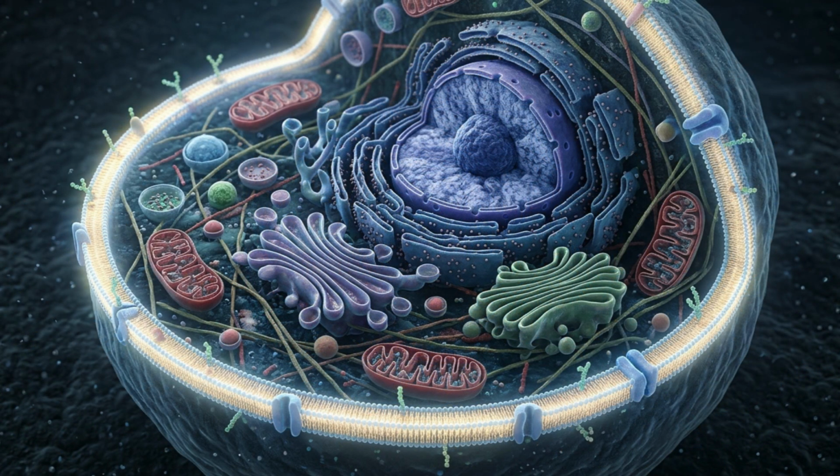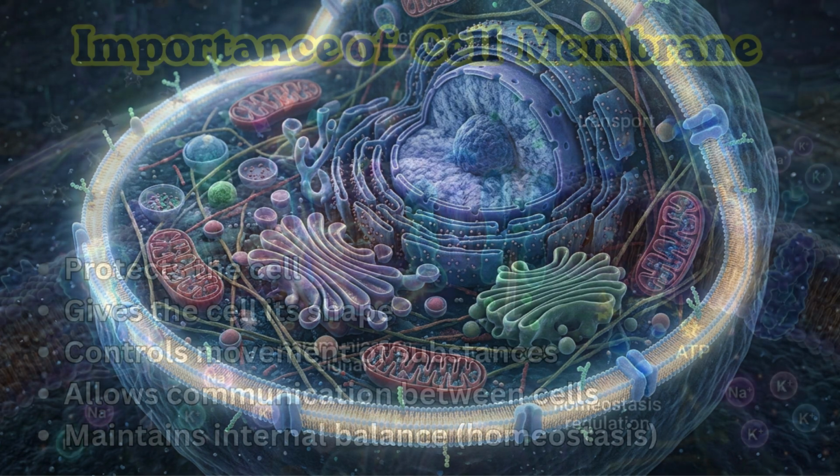Here you can see the highlighted area. This is the plasma membrane. Come on, we can dive deep into the cell membrane.